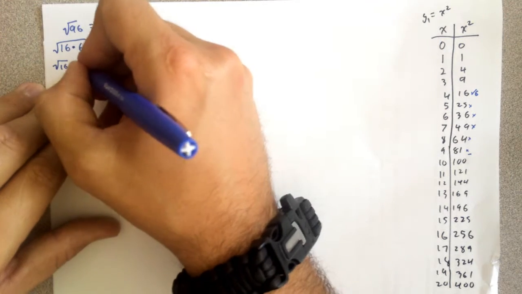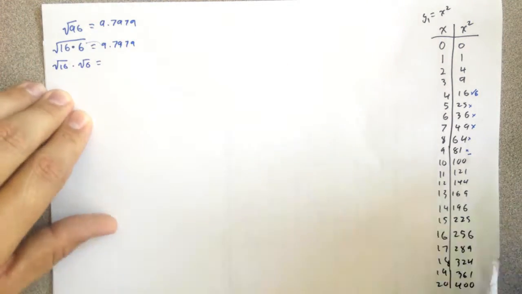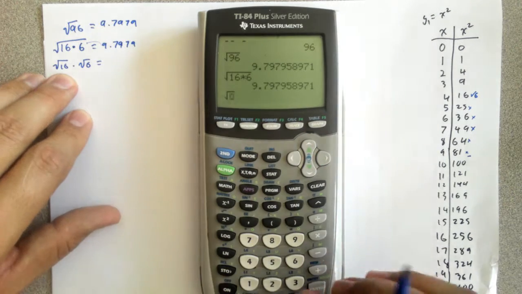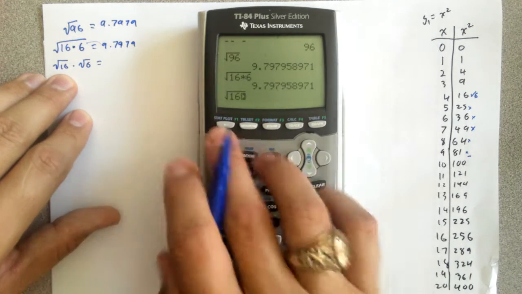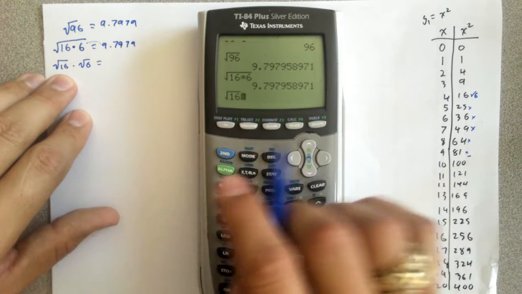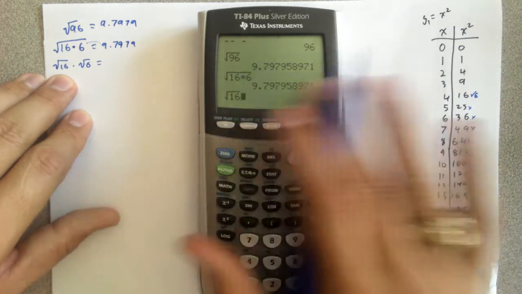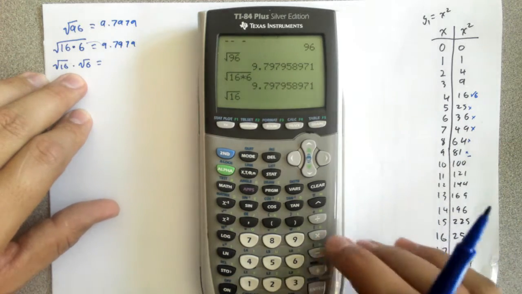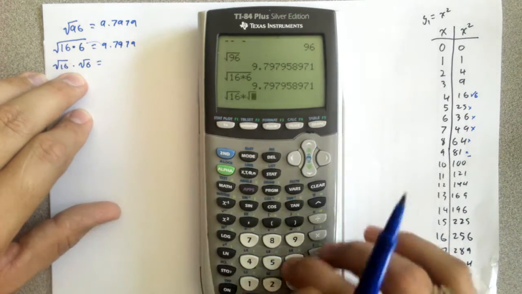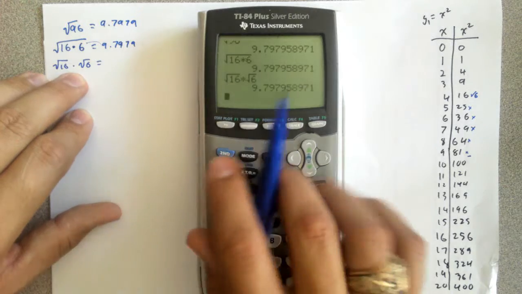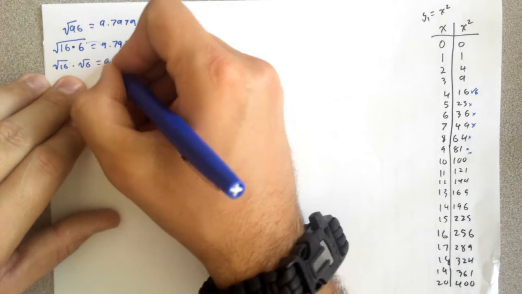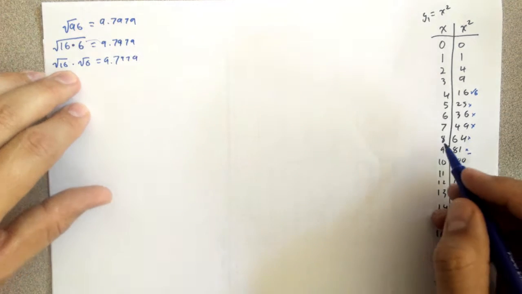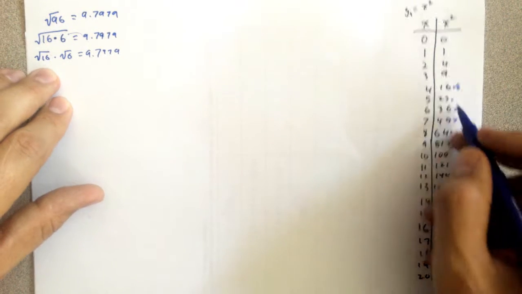Square root of 16 times the square root of 6. I'm going to check that at the calculator just so you know that it's still the same thing. Square root of 16. And then when you do this one, you have to kind of arrow over to get rid of it. If not, the square root will continue. Times the square root of 6. And we get the same answer. 9.7979.